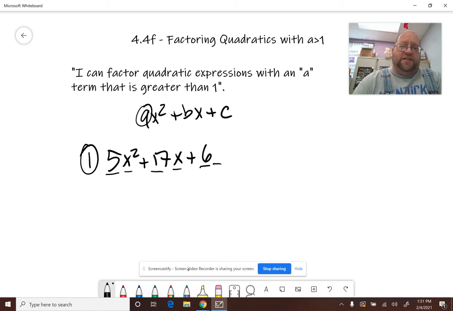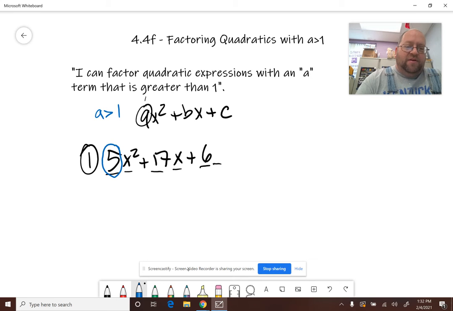Usually, if this was a 1, for example, I always just looked at this C term, but I cannot use that strategy with this particular type of problem. So here's what you have to do. This is where it gets tricky. When you have an A term that is greater than 1, which means it's a stretch if we're thinking about it graphically, then you need to take your A term and multiply it times your C term. So A times C, and that is the number that you're going to factor.